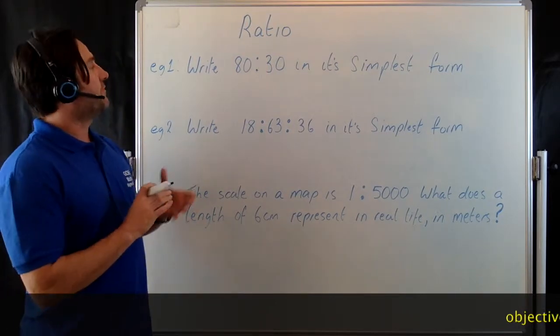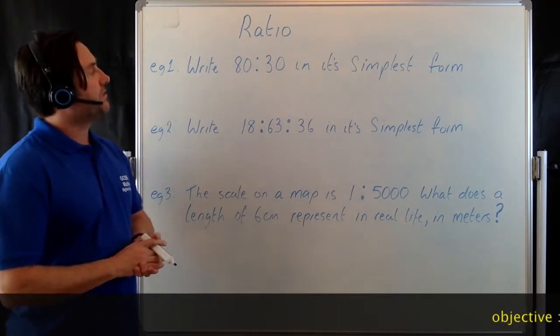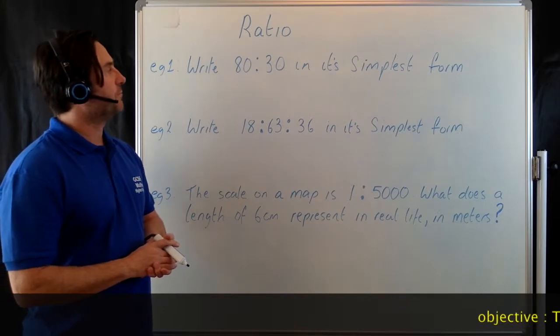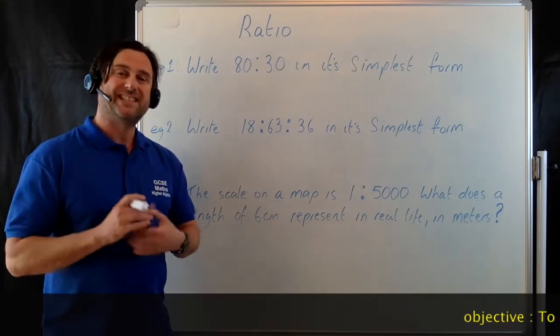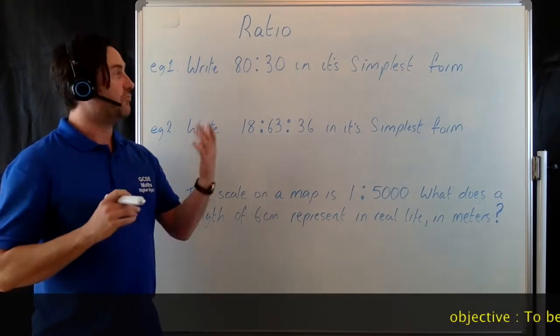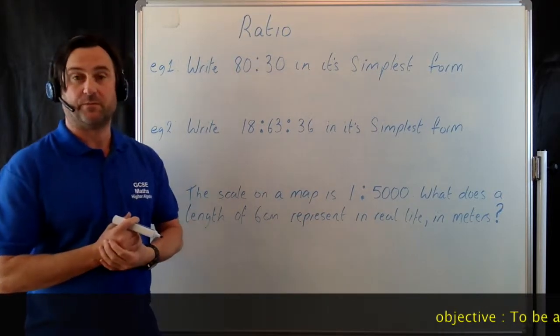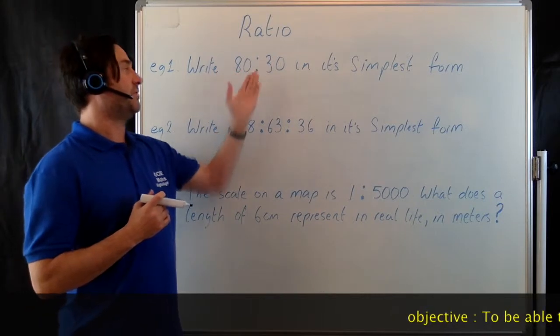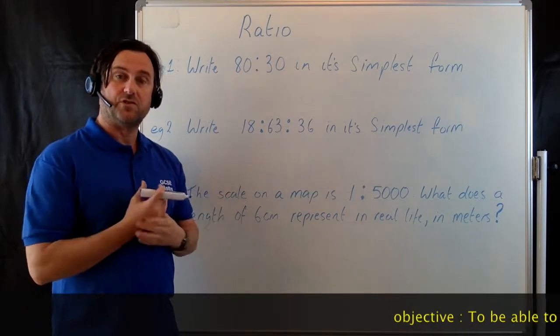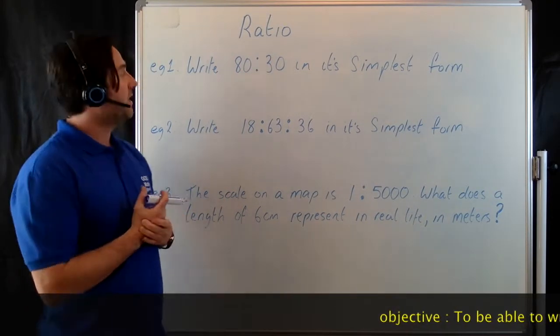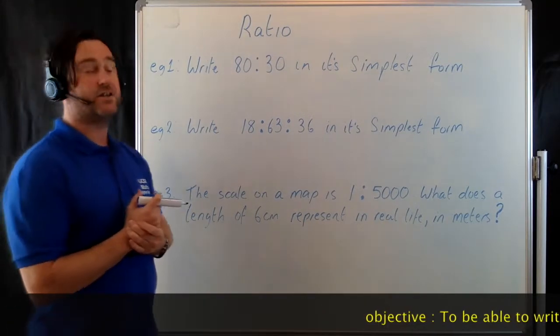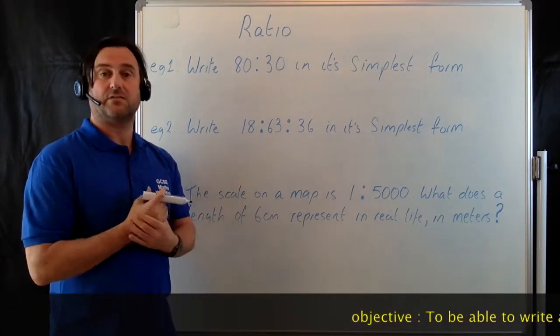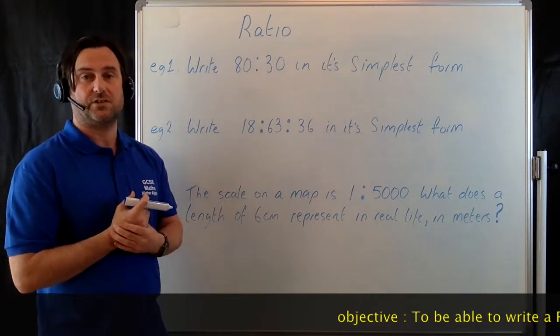Well, if we look at the first example here, it says write 80 to 30 in its simplest form. Basically with ratios, it's exactly the same as if you were reducing a fraction to its simplest form. We need to look for factors of 80 and 30 so that we can reduce this ratio. And we tend to try to look for the highest common factor, but we don't need to do this in one stage. We could do it in two stages.